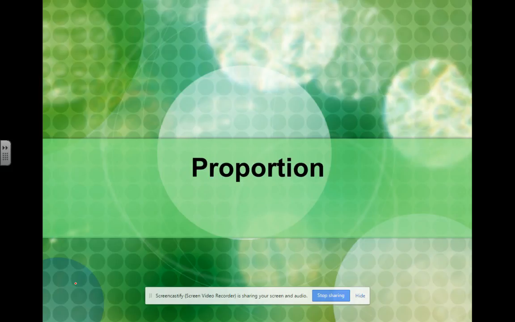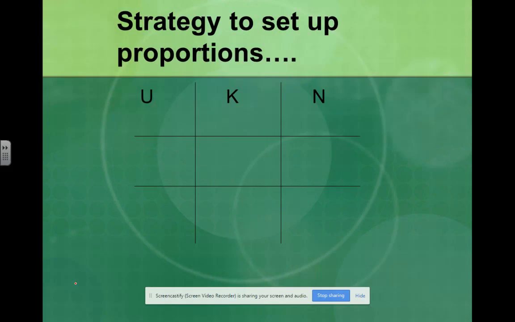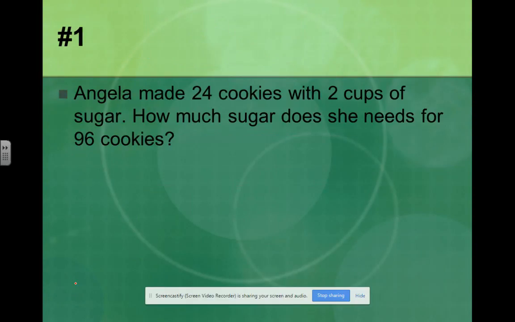Hey guys, today we're going to be talking about proportions. Our strategy to set up a proportion is UKN. U stands for the units, K stands for what we know, and N stands for what we need to know.